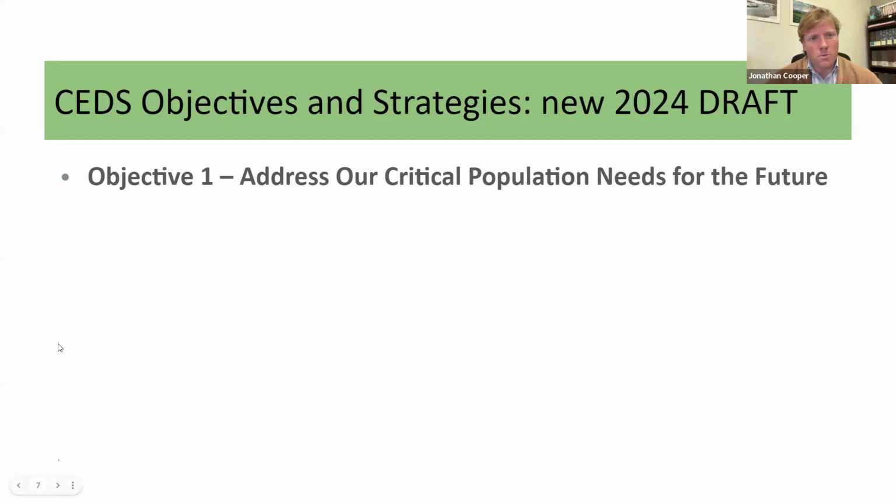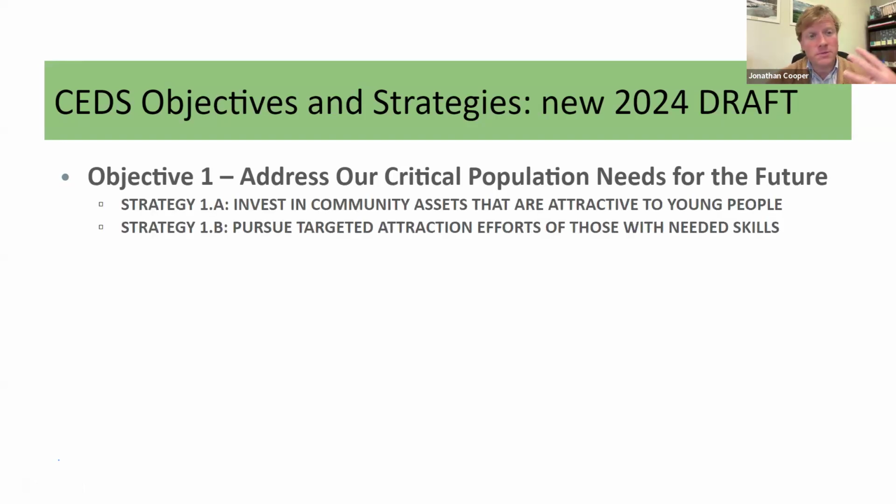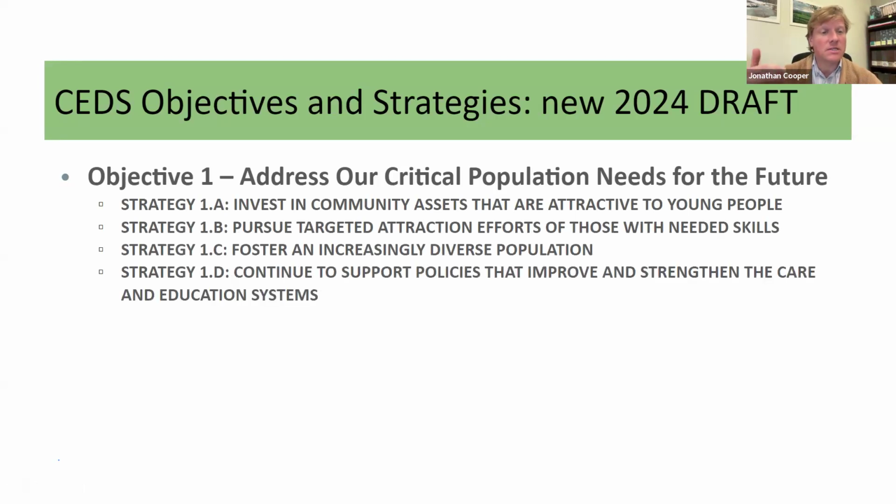For those of you who are well-versed in CEDS past and present, these are similar to, but not identical to, objectives in those previous documents. The first one here is to address our critical population needs for the future. And for each of the 4 objectives that we've identified, there are a series of strategies that would help us meet that objective. For this objective, we identified 4.